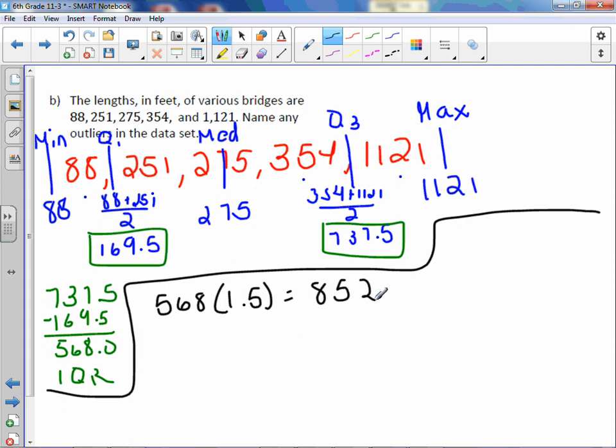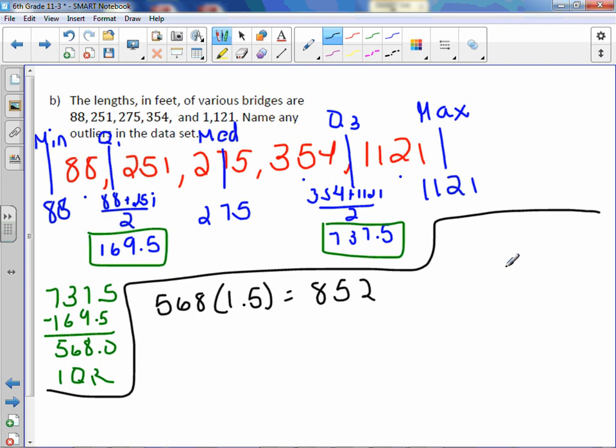We want to add 852 to our third quartile and subtract it from our first quartile. When you take 169.5 and subtract 852, you're going to wind up with a negative number. And none of our data is negative. When you subtract that, you're going way left on that number line past 0. So there is no lower range here that applies. So I know 88 is not an outlier. But we need to check to see if maybe this higher number is an outlier.